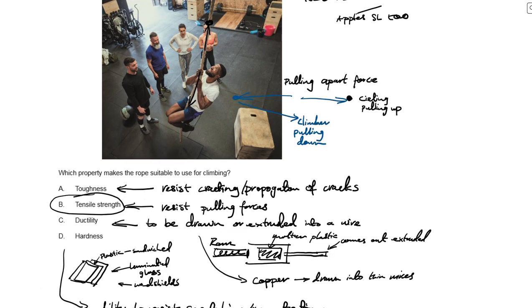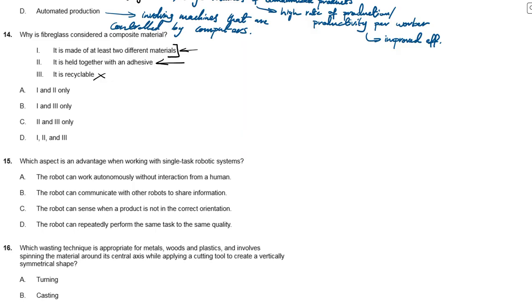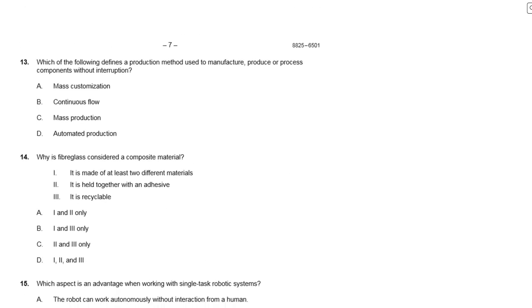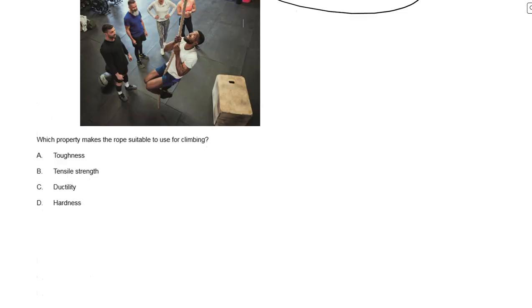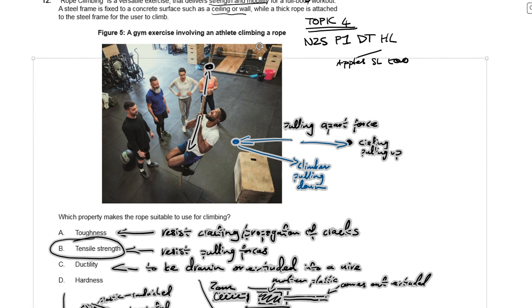Okay, now I've brought back this. In fact, wait, let me go back. I want you to do questions 13 and 14 as well. So let's look at questions 13 and 14. We have a production method that manufactures, produces, processes components without interruption. So these are our options. And then we have, why is fiberglass considered a composite material? So these are our 3 questions that I want you to do. Come back to this, and now I'll show you our answer.